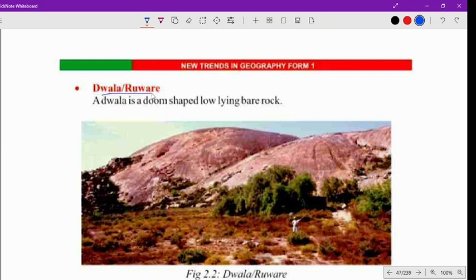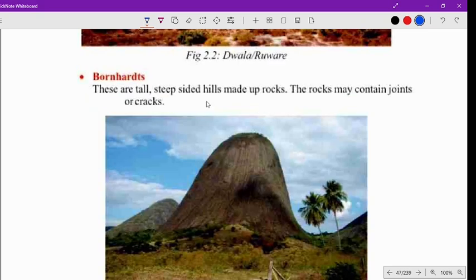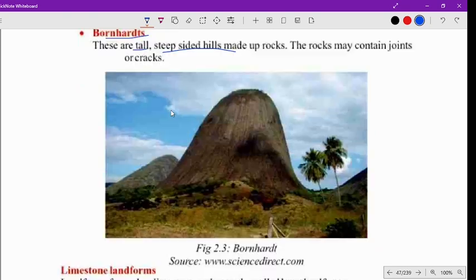Dwalas, or ruware in Shona. A dwala is a dome-shaped, low-lying bare rock. Bornhardts are tall, steep-sided hills made up of rocks. The rocks may contain joints or cracks.